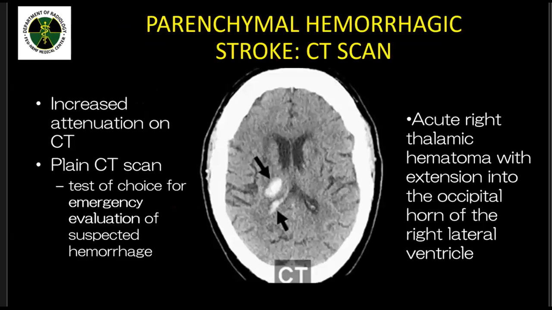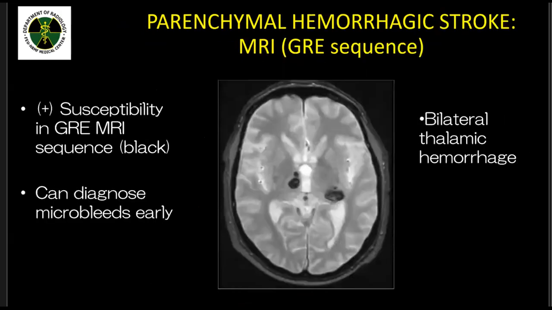For parenchymal hemorrhage or stroke on CT scan, there's increased attenuation. Plain CT scan is the test of choice for emergency evaluation of suspected hemorrhage. There's an acute right thalamic hematoma with no extension into the occipital horn of the lateral ventricle, as pointed by the arrow. For parenchymal hemorrhage or stroke on MRI, the GRE sequence shows susceptibility, colored black. With the GRE sequence, we can diagnose microbleeds early. Here in the image, we can see a bilateral thalamic hemorrhage.